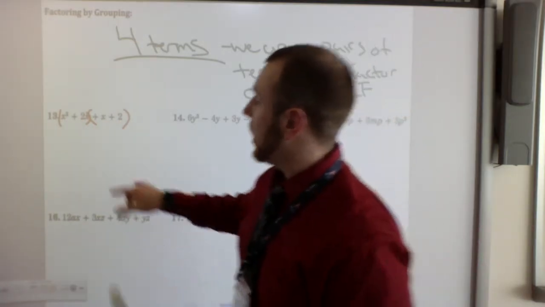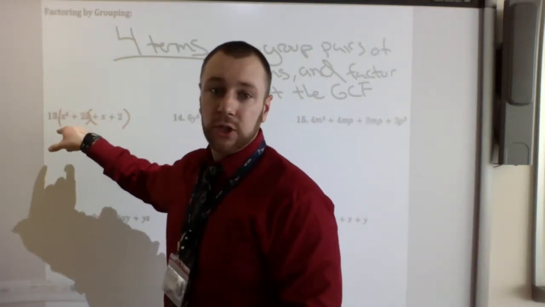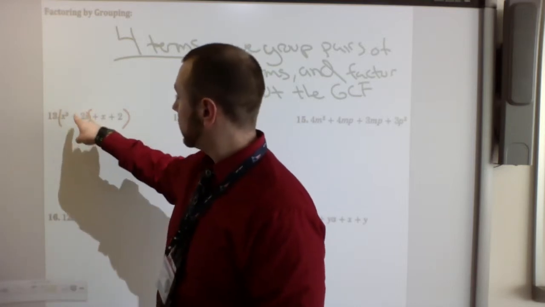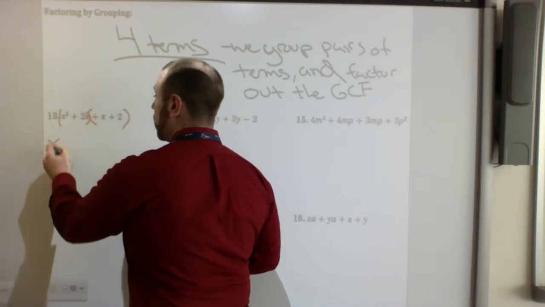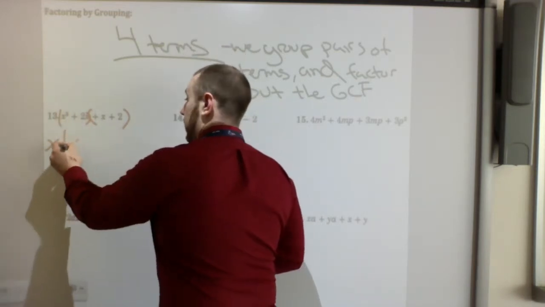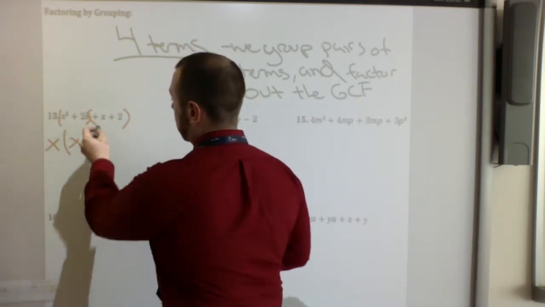And then we look, okay, what is common amongst these first 2 terms? Well, this is x squared and this is x. So an x is common. What would be left in those? Well, x plus 2. Okay?